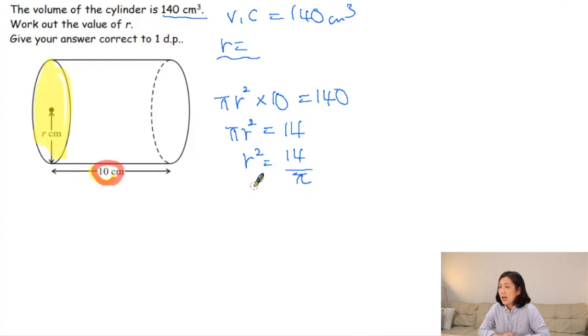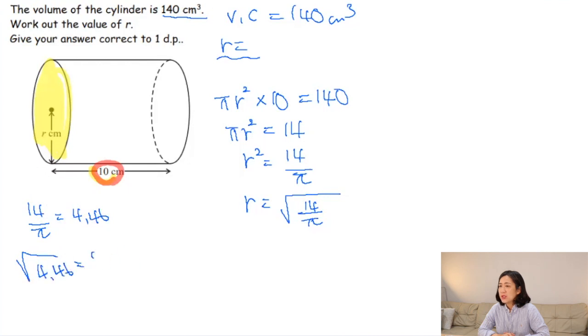Now for r, what's the inverse operation of the square? Yeah, that will be the square root, right? So we've got the square root of 14 over pi. Then use your calculator. So 14 divided by pi will be 4 point... I'm just rounding to the nearest 2 decimal places.